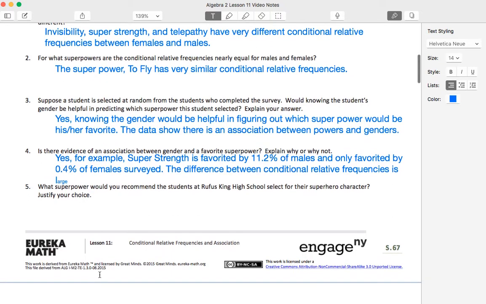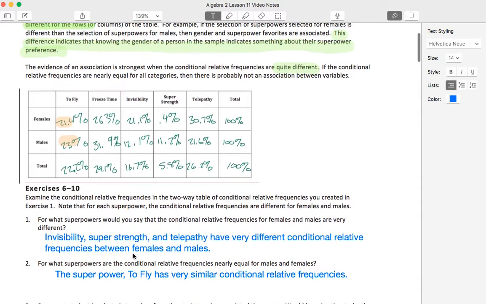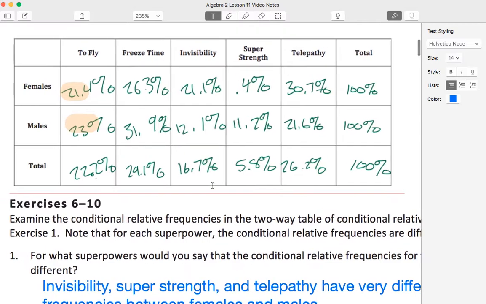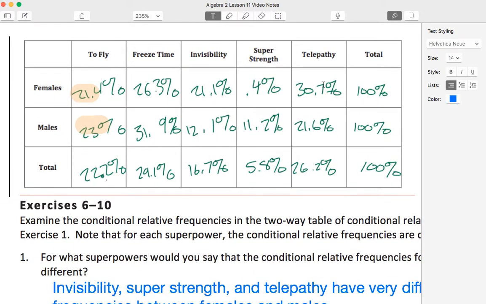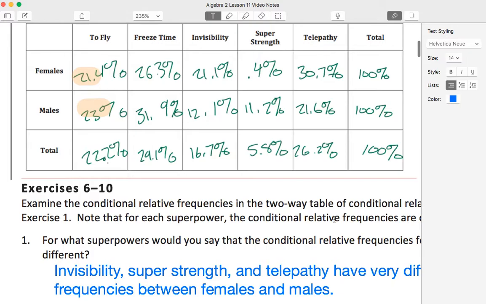What superpower would you recommend the students at Rufus High School select for their superhero character? Justify your choice. This one is up to you, because maybe some of you are going to say, if there are more females at the high school, choose telepathy as the comic strip superpower. If there are more males, maybe you should choose freeze time. Or if you just want to reach the widest audience, which is 30% of the audience, then choose freeze time. You can justify your choice using a conditional relative frequency.